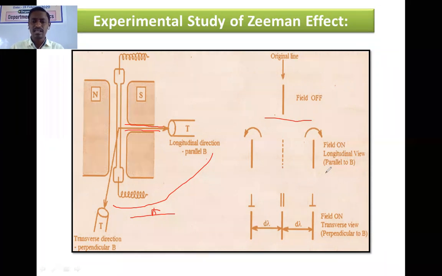In this case, a single line is found to be split up into two component lines. In a transverse view, a single line is found to be split up into three component lines. Okay, so that is about the construction of the Zeeman effect. Now, for the working, let us move towards the next slide.